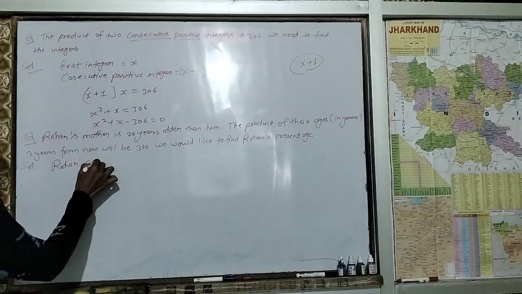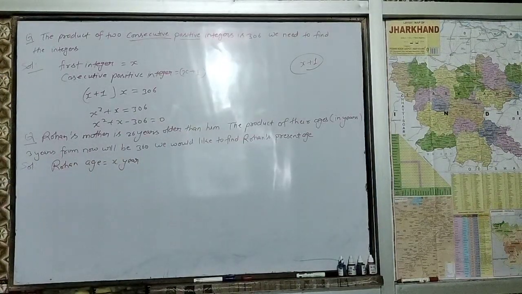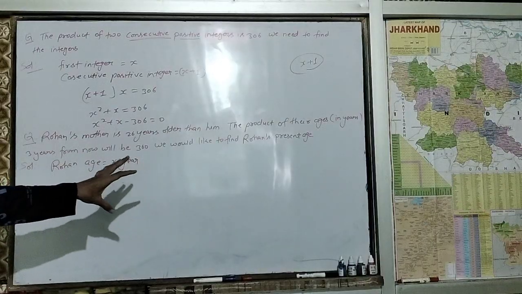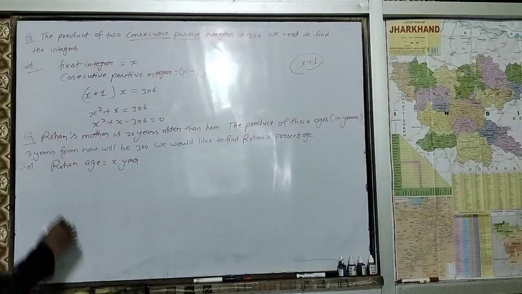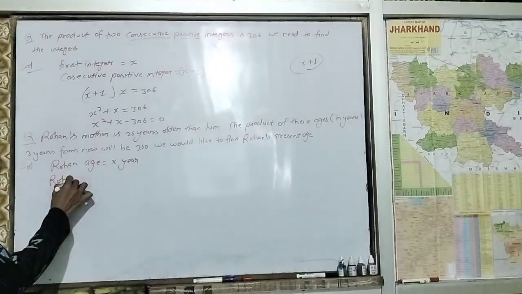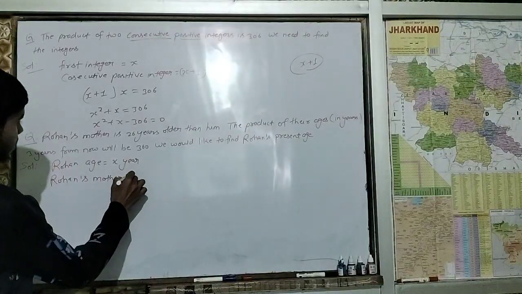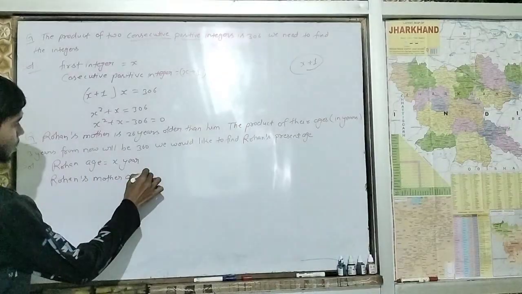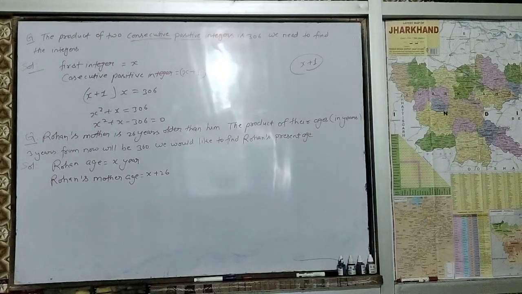Let's say Rohan is X years old. Rohan's mother is 26 years older than him. So can you say Rohan's mother's age is how much? X plus 26.